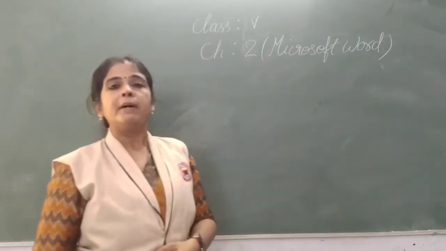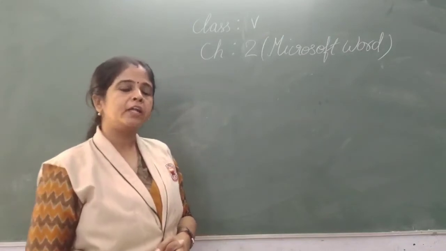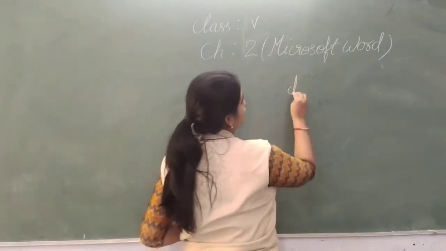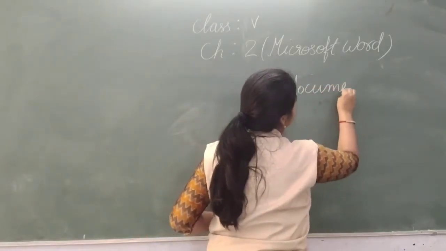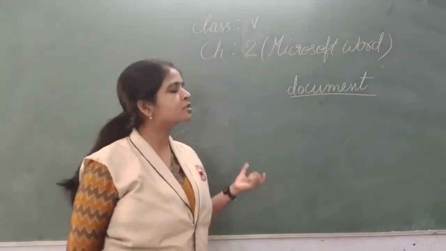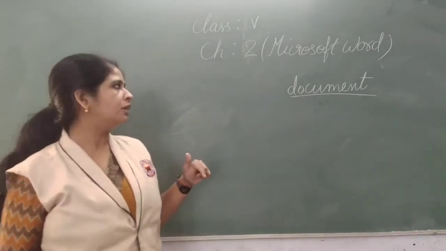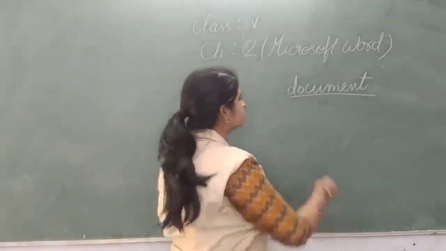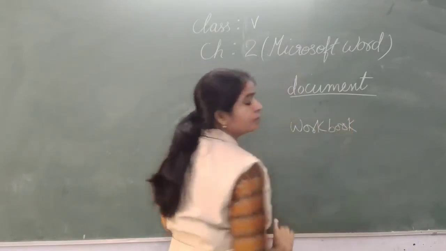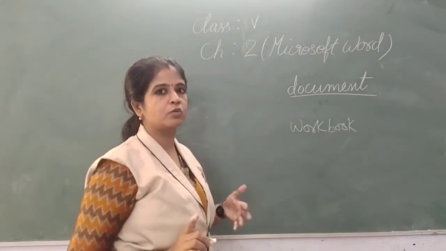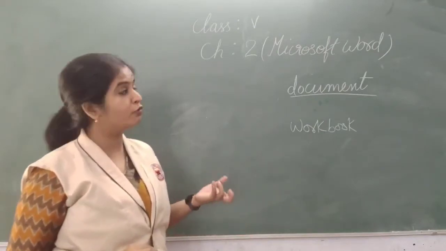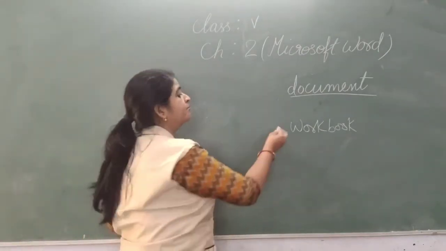Microsoft Word is also in the package of Microsoft Suite and it is used for documentation work. It means the file of MS Word is known as document. In the previous chapter you have learned the file of MS Excel is known as workbook. Look at the comparison in both the software. You can explain the difference between Microsoft Word and Microsoft Excel if you watch the video carefully till the end.